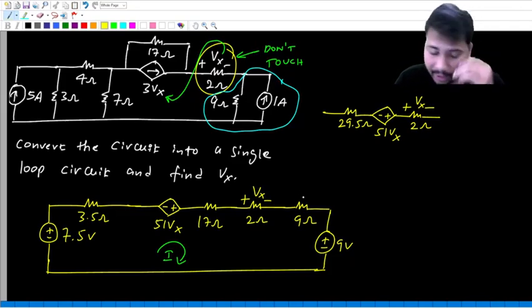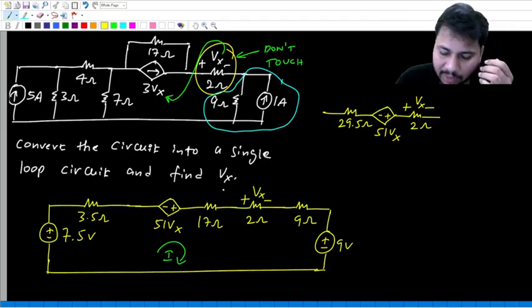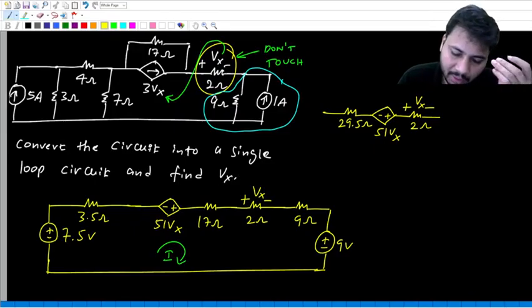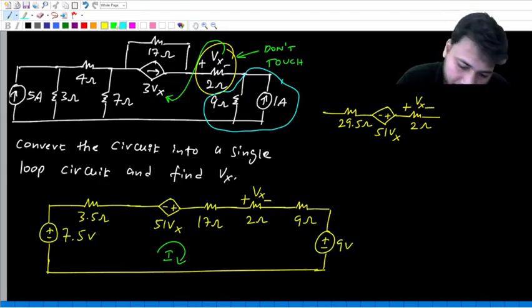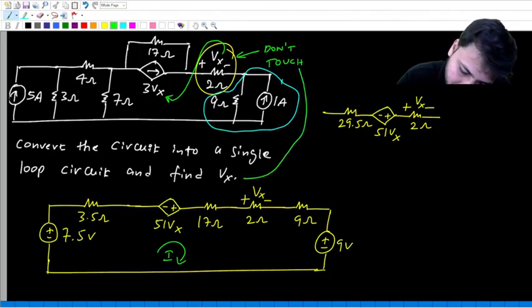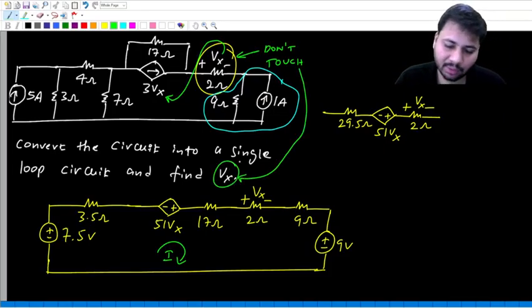See here, in fact, you should not touch Vx for two reasons. Number one, because Vx is the controlling variable for this dependent source. The other reason is the question is to find Vx. Whenever you are asked to find Vx, Vx is the drop across 2 ohm. Do not touch the 2 ohm. So don't touch this 2 ohm resistor for two reasons. Because the drop across 2 ohms is the controlling variable. Not only that, the drop across 2 ohms is the final value of interest.